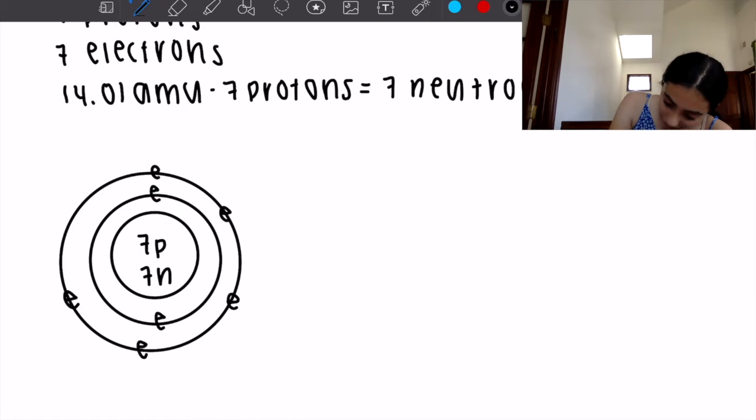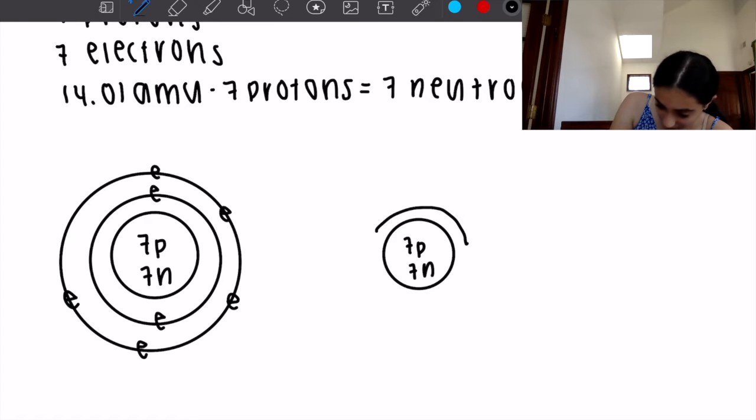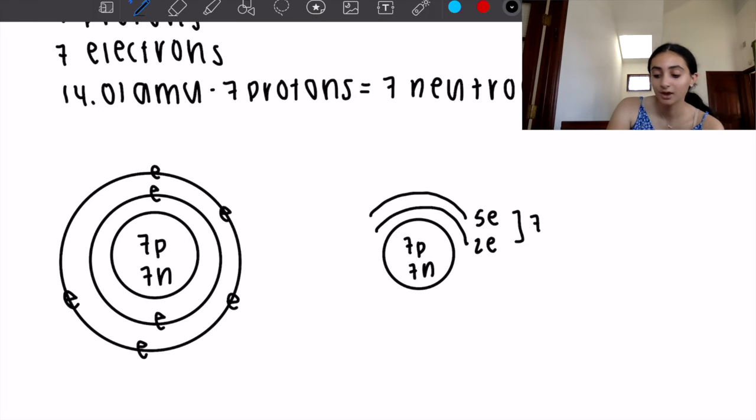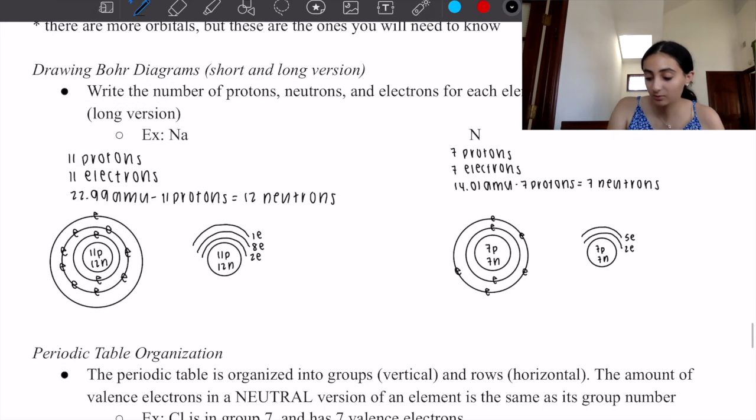Now let's do the short version. And so we'll have the first shell with 2 electrons and the second shell with 5 electrons. And together, this is 7. So that is how you do a Bohr diagram. Protons and neutrons on the inside and electrons on the outside basically just represents the location of the electrons in terms of which orbital they're in.